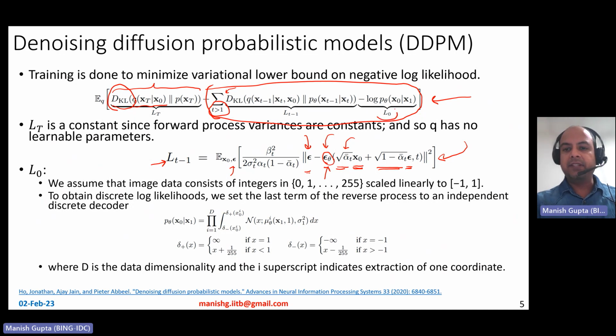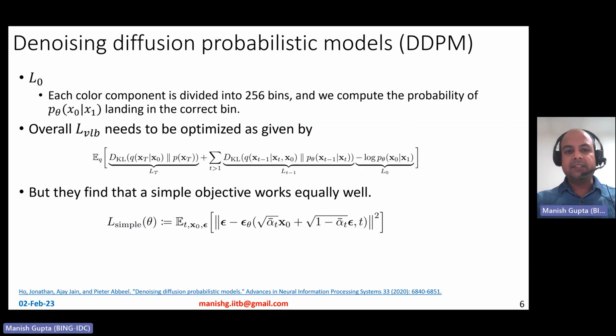Now, the last thing that you're left with is L0. As I mentioned, what is L0? It is the probability of the image given x1, and it's a discrete log likelihood. So you assume that each pixel contains 256 unique values, and you have to discretize the value to the closest bin. I'll not go into the math formula, but this is a very simple way of understanding what L0 is.